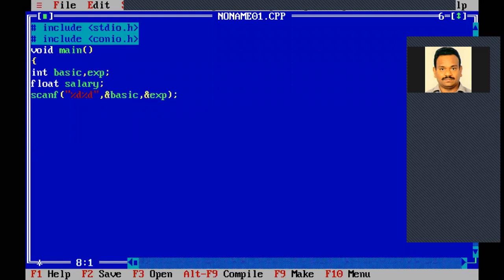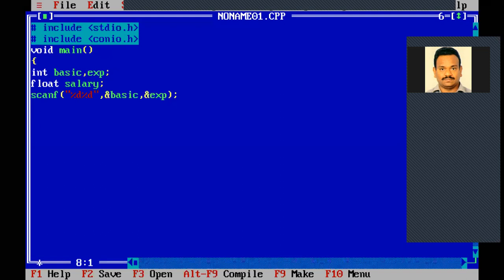Actually, don't write printf "enter basic and DA", because the input is not given like that. Based on the input format, you have to write. If I give the format, then you can write. In the input format, I have not written "enter basic and DA, enter basic and experience", so that's why you don't write it.